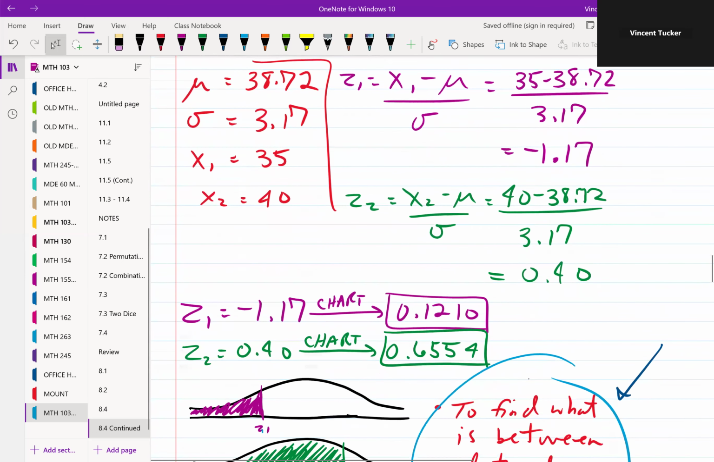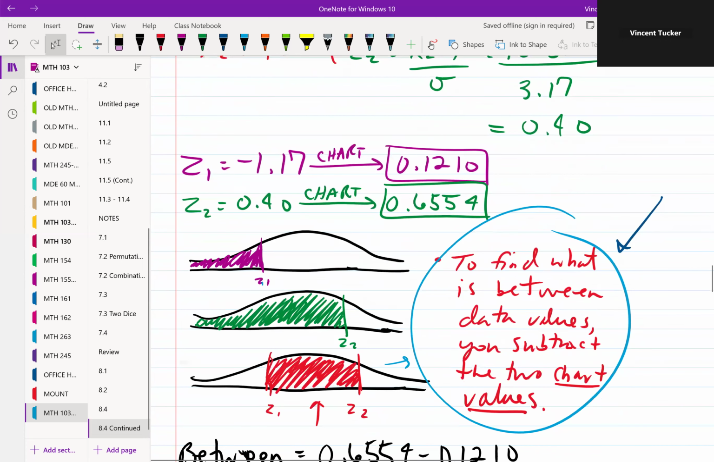All right. So just to give you a visual, a little diagram right here. When the z-score 1, it represents everything to the left of z1. That chart value for z1, I should say, and then the chart value for z2 represents everything to the left of z2. So if I wanted to find out what's between Z1 and Z2, I would take this purple and subtract it from the green. And that will give me what's in between Z1 and Z2. So that's what I have right here.